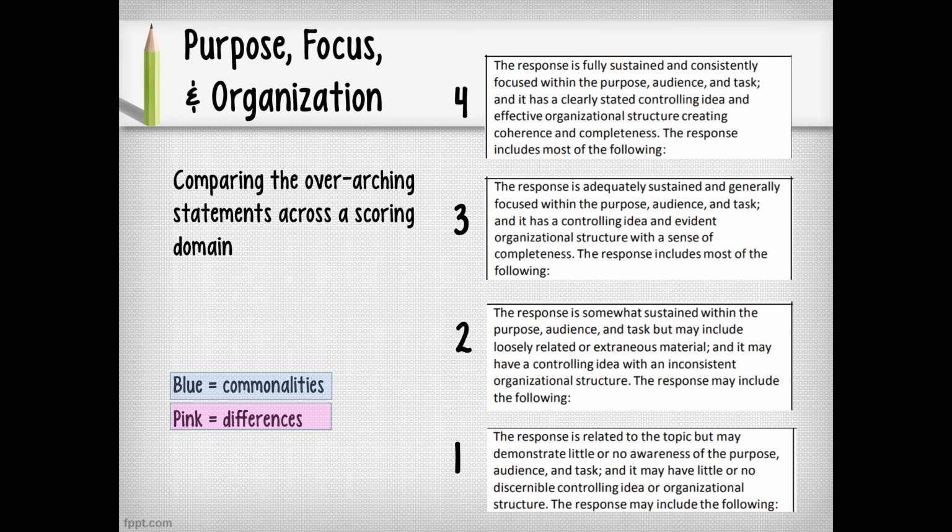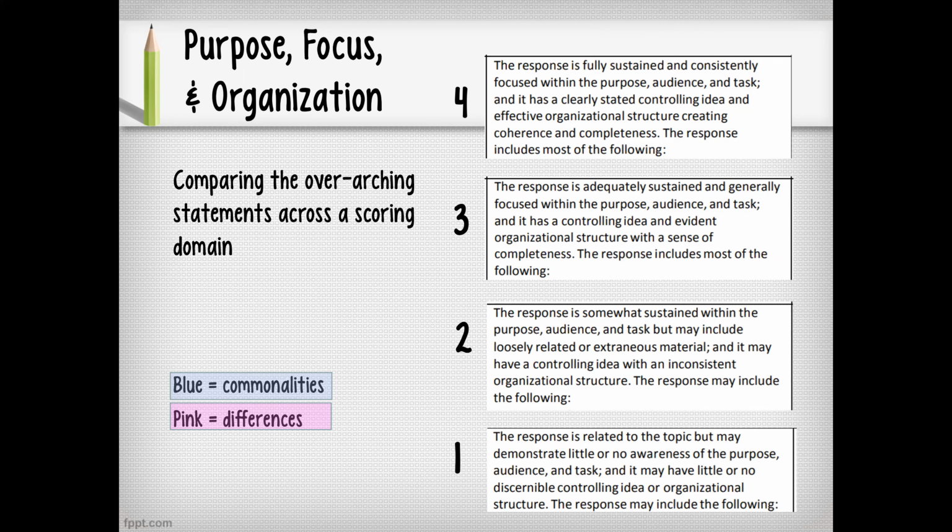You'll see I've made myself a little legend or key down there. I'm going to use blue to highlight or mark the commonalities between the score points, and pink to highlight the differences between the score points. We're going to start by looking at what's common between each score point. These outline the expectations for the students' writing. When you think of the blue, the commonalities, ask: what is this scoring element all about? What evidence are we looking for in this domain? You'll see as we start highlighting what I mean.